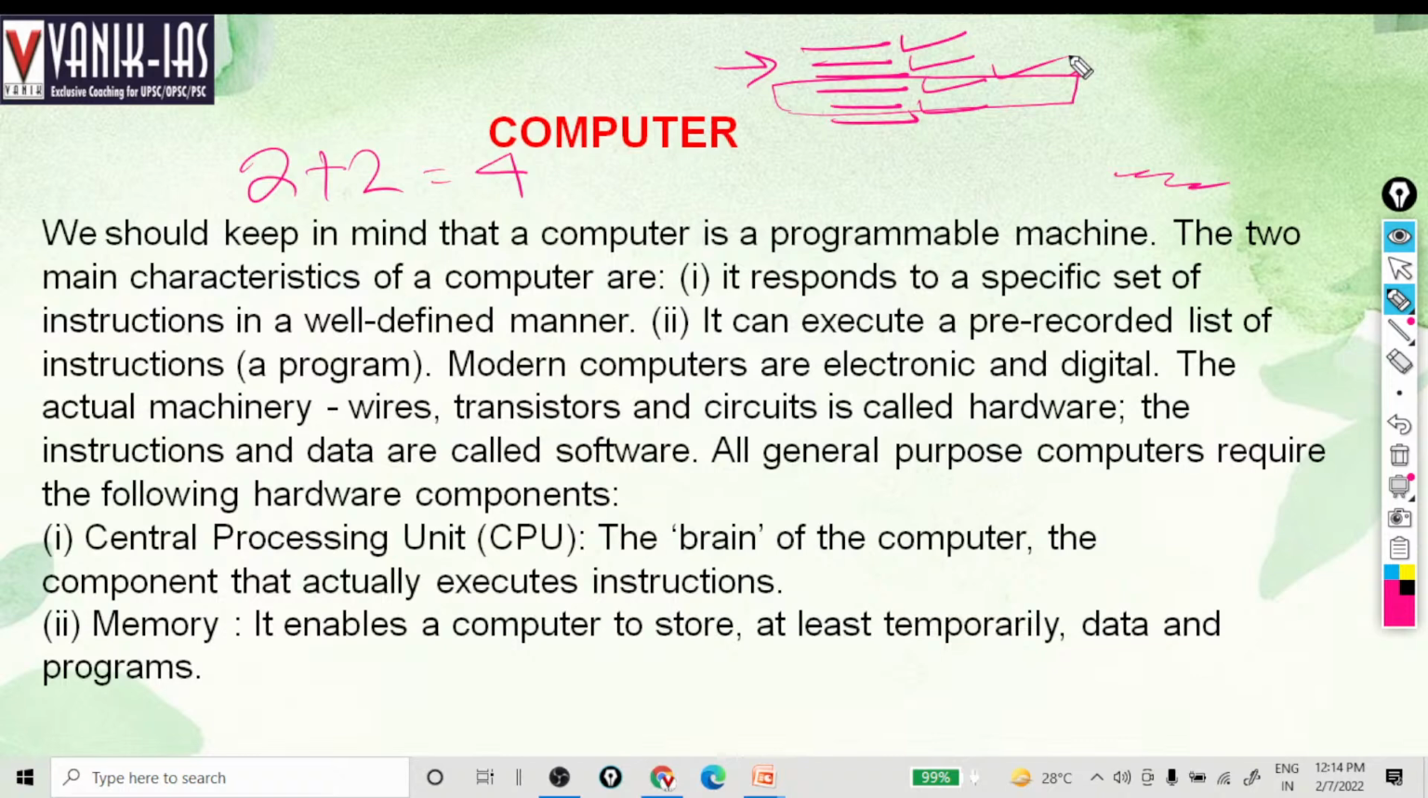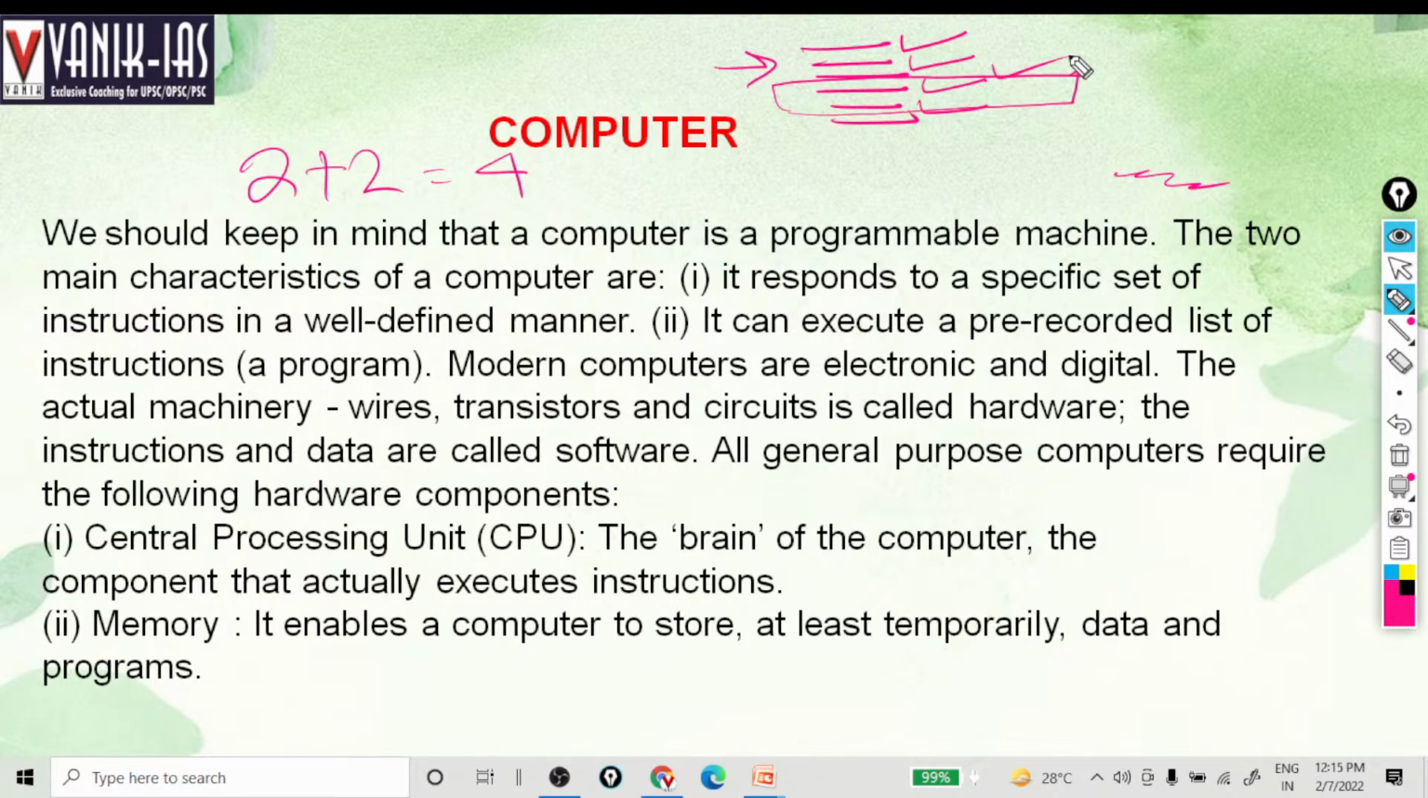Next, modern computers are electronic and digital. The actual machinery, wires, transistors, circuits are called hardware. Whatever you see, that is hardware, right? Whatever you cannot see in a computer, that is software. Remember, wires, transistors, circuits, you can see them. If you open the computer, if you open the machine, then you can see it. That is the hardware. Software is something that you cannot see, right?